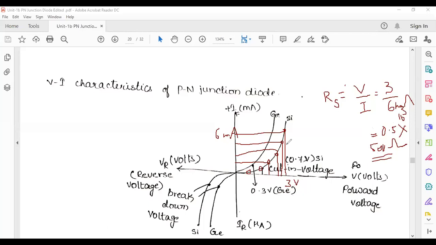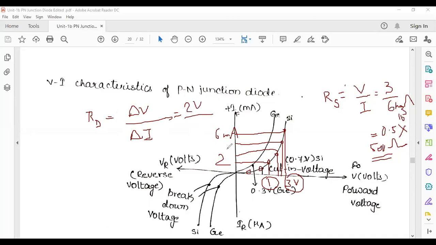Similarly, if I am considering 2 points, then I can obtain the dynamic resistance, that means change in voltage by change in current. Let me consider this point here as point 2 and this point as point 1. Delta V means change in voltage, that is 3 volts minus 1 volt, which is 2 volts.